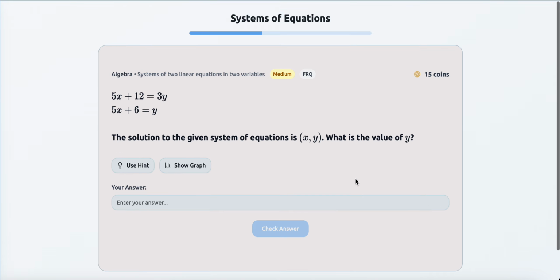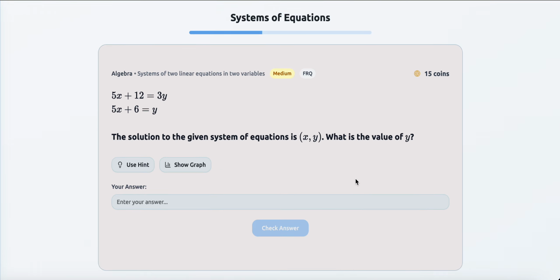Okay, this one says the solution to the given system of equations is x comma y. What is the value of y? Okay, so again, you can solve this one algebraically or using Desmos. If you wanted to solve it algebraically, what you could do is solve it using elimination. So why don't we actually try that before we solve it graphically?